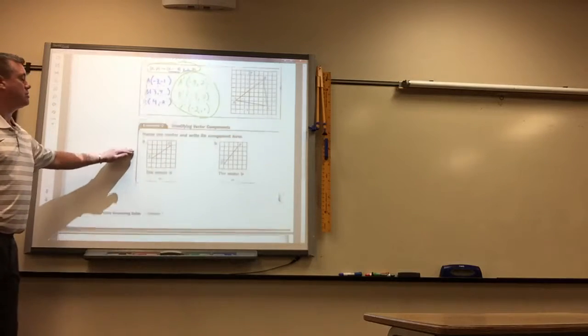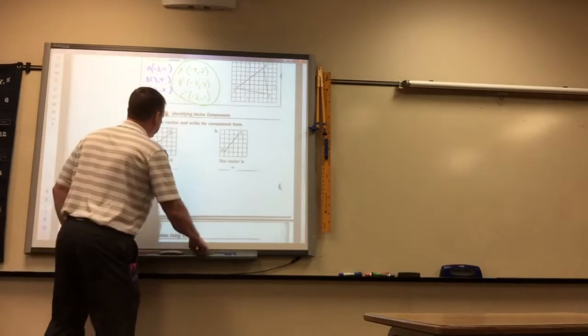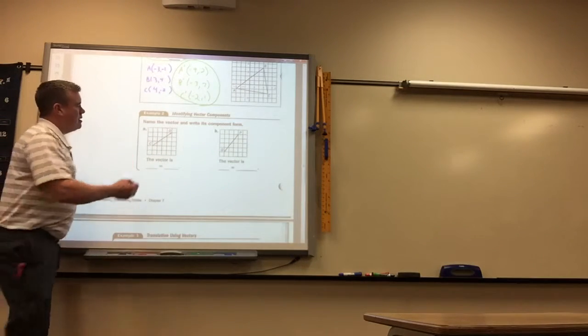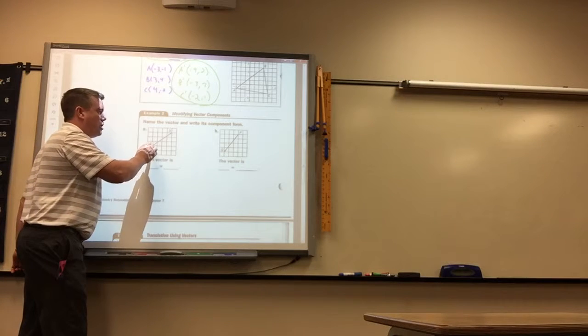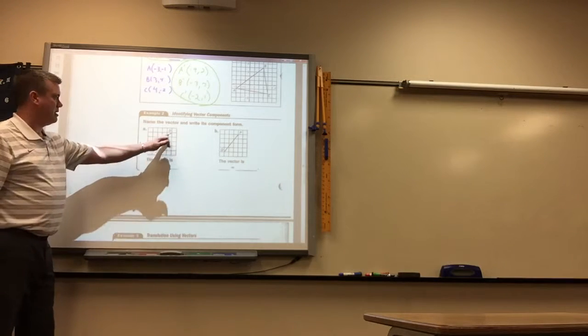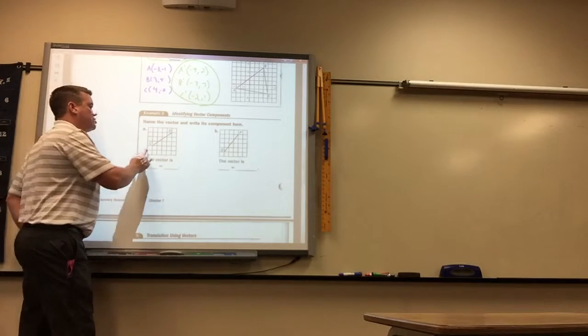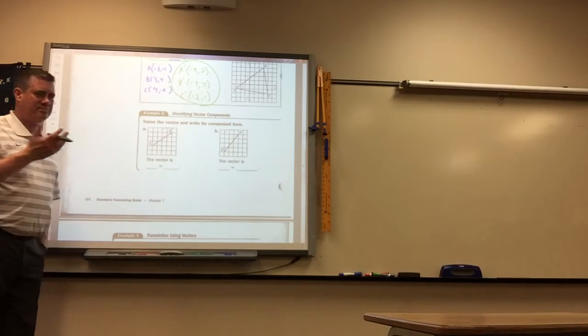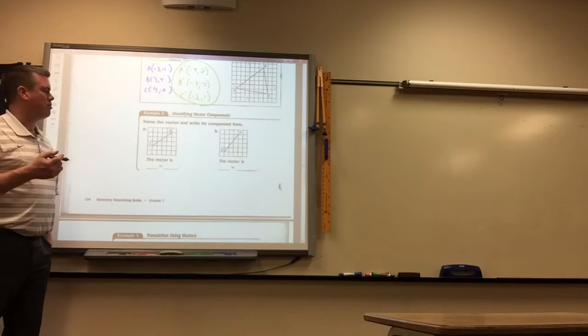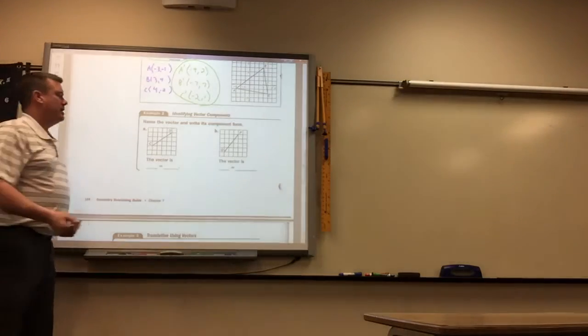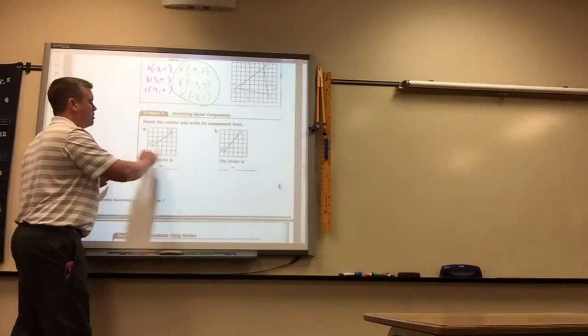Now, the vectors. Here, C is the initial point because D has the arrow on it. Can everyone see the arrow at the end of that? Yeah. Okay. So that means it's going from C to D. And again, I just got to keep saying it over and over. It's not slope. You got to go side to side first.